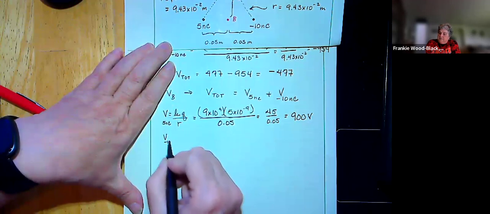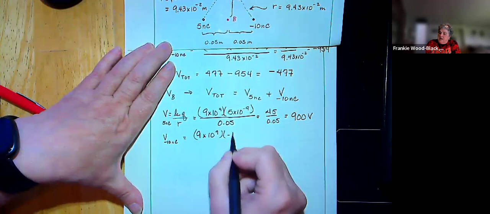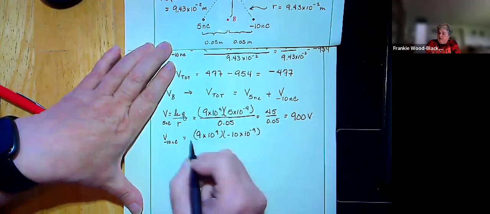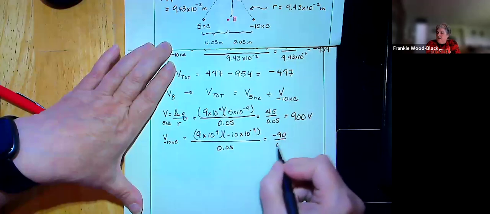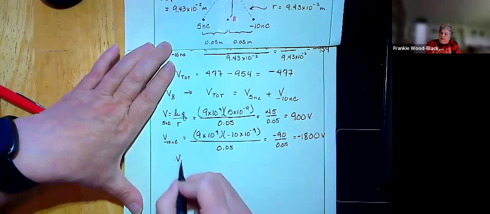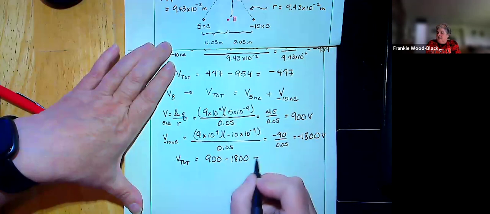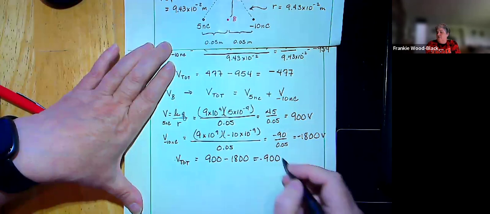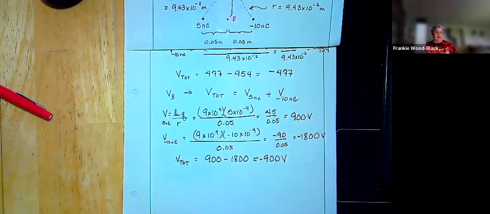For my 10 nanocoulomb one, I get 9 times 10 to the 9th times negative 10 times 10 to the minus 9, over 0.05. I get negative 90 over 0.05. That ends up being 1800, and it's negative. So now my total is just going to be my 900 minus my 1800, and I'm going to end up with negative 900 volts. So it certainly makes things a lot easier to negotiate.